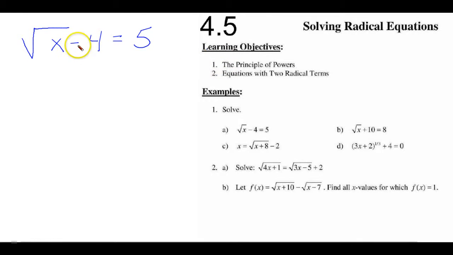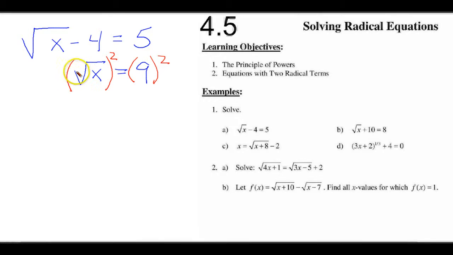Well, the key to solving equations with radicals in it is to isolate the radical. So we're going to transpose this. This becomes a 9, and we have the square root of x. Now the key to solving this is to get rid of the radical sign. Well, how do we get rid of the radical sign? Well, we do so by squaring both sides.